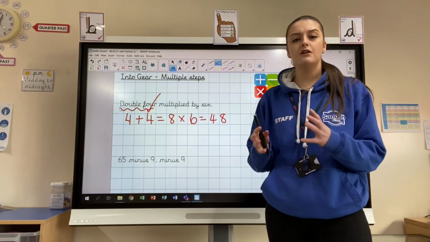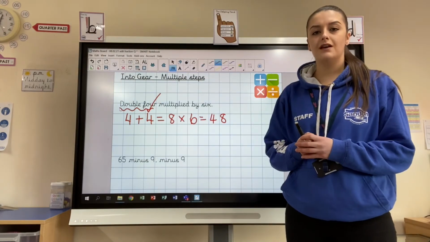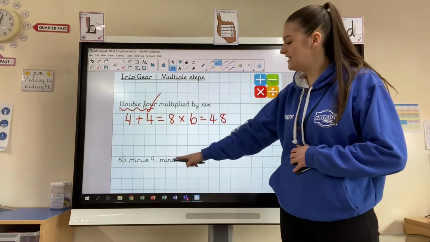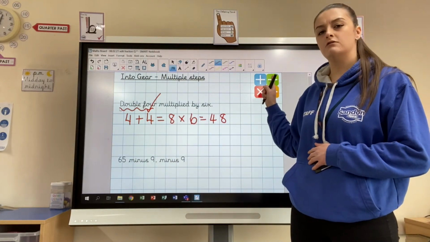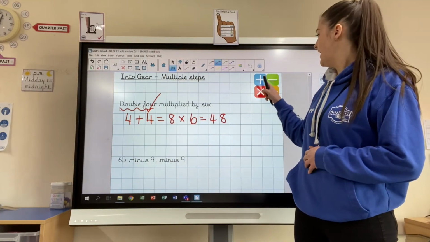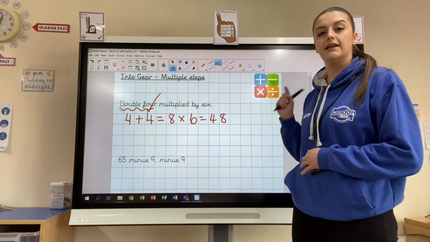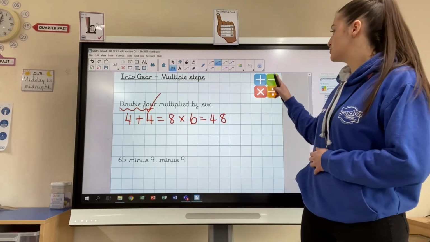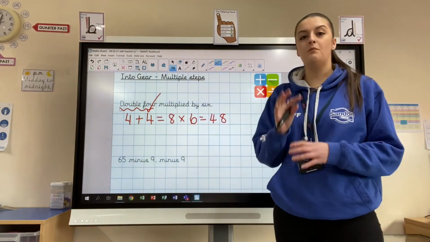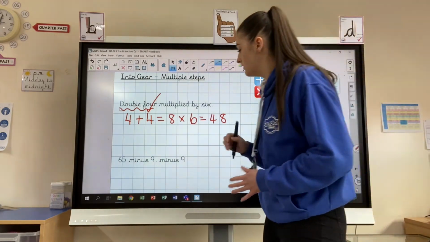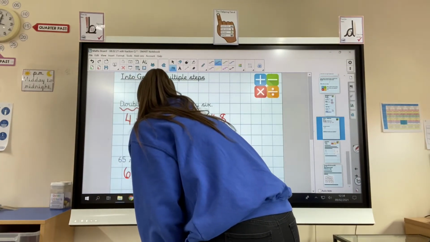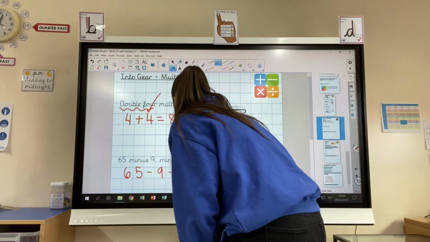Okay, so these are word problem questions. They're not giving us the operation, like the sign. The word minus, which operation do we do? Are we adding, subtracting, multiplying or dividing? What do you think? We are subtracting. When we're minusing a number, we're taking it away. So it wants us to do 65, take away 9, take away another 9.